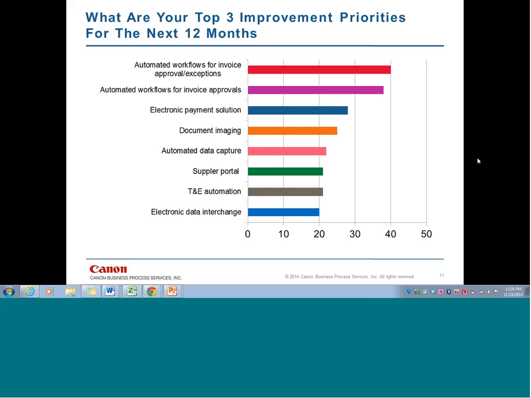You want to review the survey results? Yeah, so it appears as though about 67% have responded that automating the workflow is the top AP improvement priority over the next 12 months. So Ted, do we have anything to add on that?